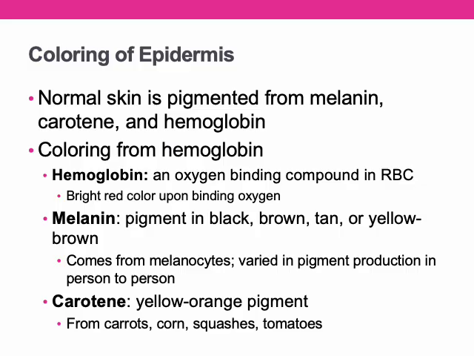The epidermis color comes from three pigments, which are melanin, keratin, and hemoglobin. First of all, let's start with melanin. Melanin is a pigment that comes in black, brown, tan, or yellow brownish in color. Melanin, as we mentioned earlier, is produced from melanocytes, and basically, we have about the same number of melanocytes.